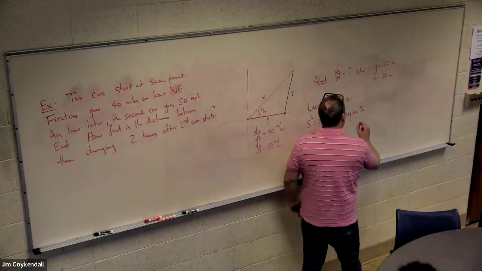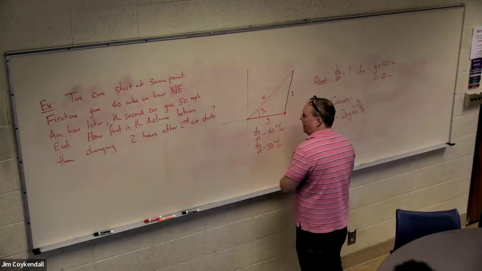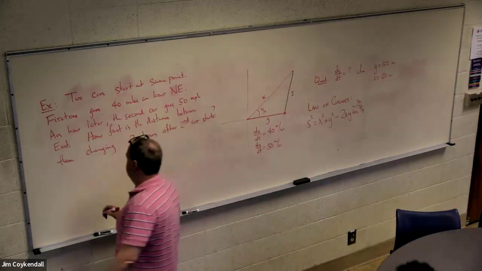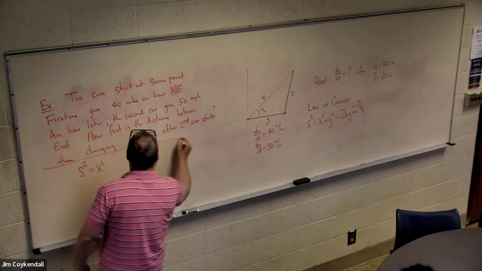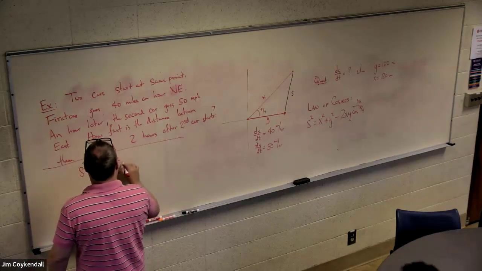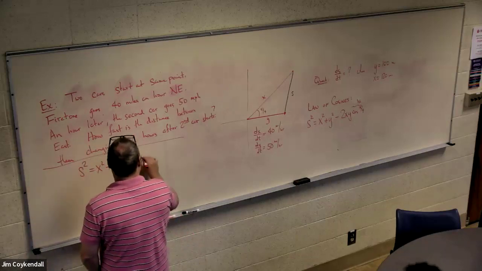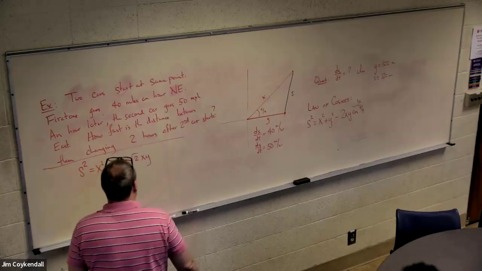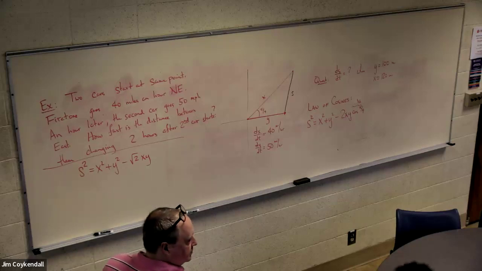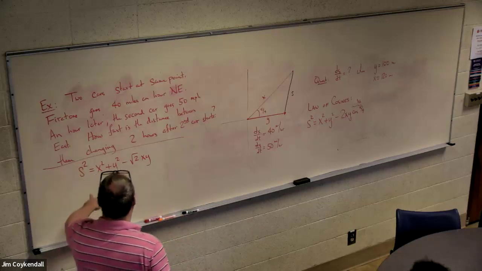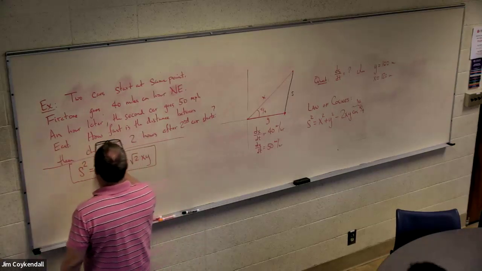Cosine of pi over four is actually one over radical two. So here I get the equation. S squared is x squared plus y squared minus radical two x y. And there you go. There's the equation you want, which balances x, y, and s.